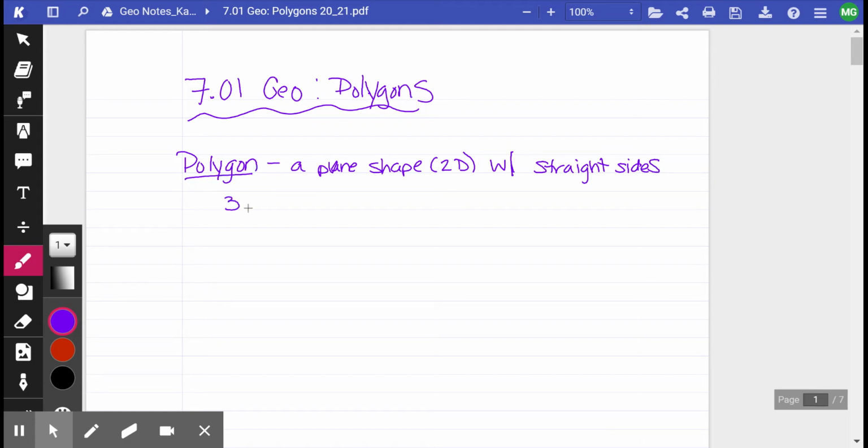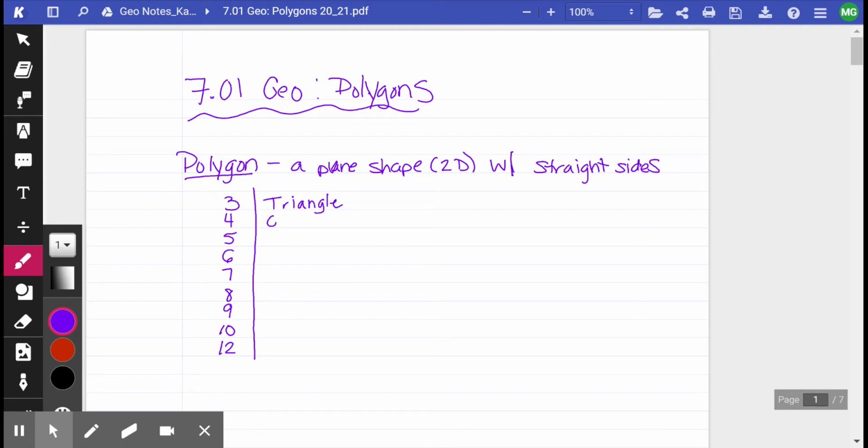So we'll just set up here. We'll go 3, 4, 5, 6, 7, 8, 9, 10. We usually don't do 11. It's not that common. And then 12. So take a moment here, pause the video, and see if you could write down the name of each of these polygons with that number of sides. So for example, a three-sided polygon is a triangle. So take a moment and see if you can fill in the rest of these.